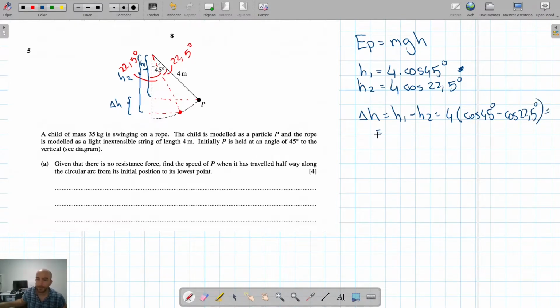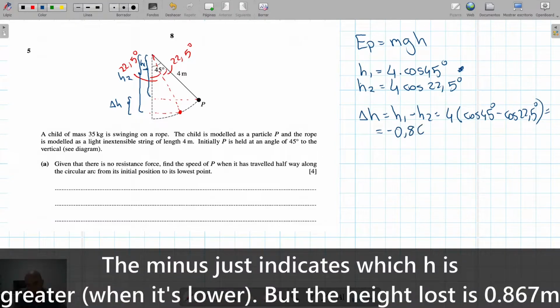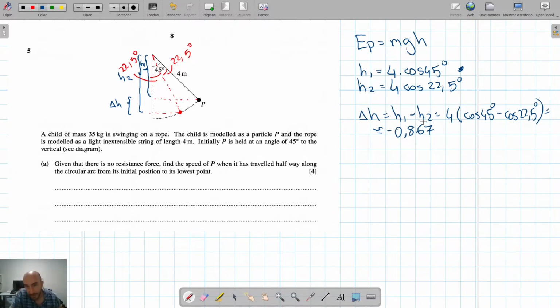So if we calculate that, cosine of 45 minus cosine of 22.5, and we're going to multiply it by 4. Okay, so I've done the subtraction the other way around, so it's minus 0.867, approximately. The minus in this case means obviously that the second part is higher, but that's what it's lost.